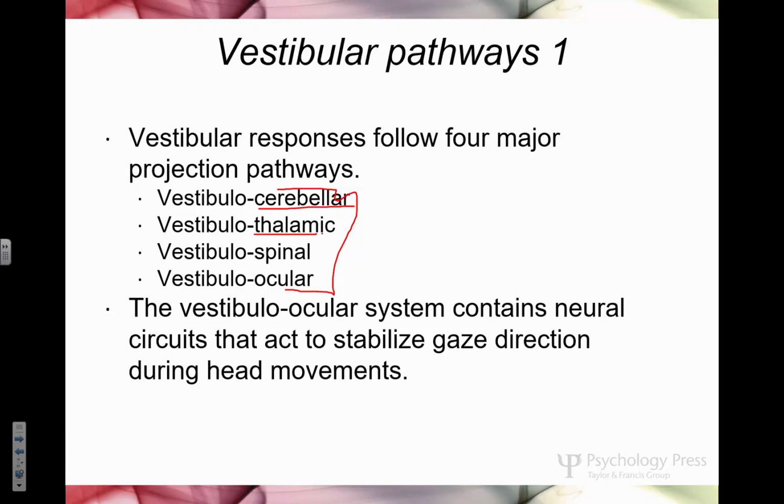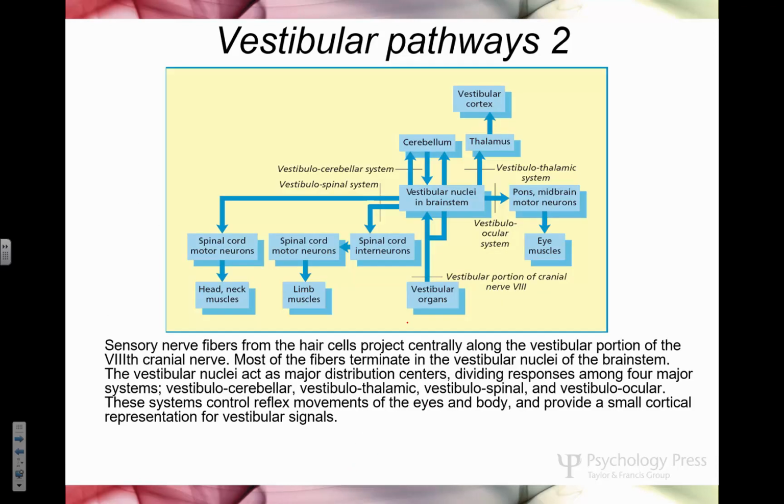We'll also send information to the thalamus. That's a basic sensory way station that's going to do a lot of cool processing. It's going to send information to the spinal cord, which makes sense if you're going to do reflexes, or make changes in your posture relative to your rotation or angle. And then there's also vestibulo-ocular, so that we can control eye movements as you're spinning around. It's an important thing to do, so it'll stabilize gaze direction.